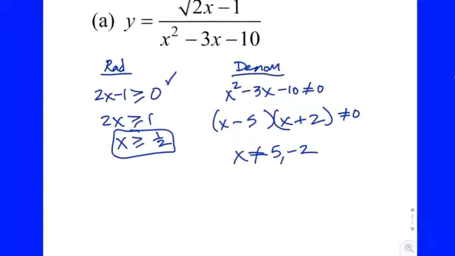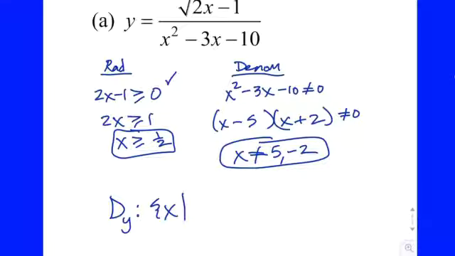So if we combine the two results right here efficiently, we'll say the domain, you could put y there if you want. It's the set of all x such that, and then we'll list the inequality. x has to be bigger than or equal to 1/2, comma, you can do comma, oh, by the way, step over what?